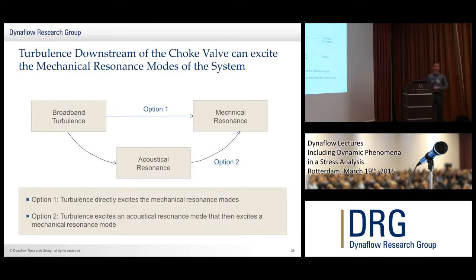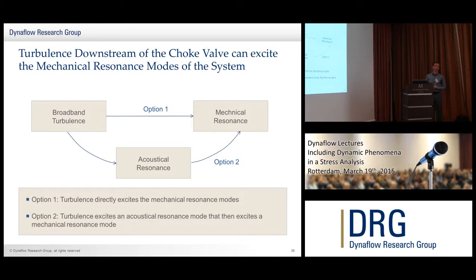So flow-induced turbulence. Okay. Now, what we're saying here, we said the turbulence that's generated is broadband. So that means the kinetic energy that's generated is distributed over a large range of frequencies. Okay. And our problem is mechanical resonance of our system. Okay. There are two methods by which we can cause mechanical resonance.